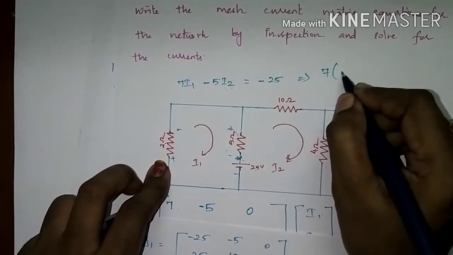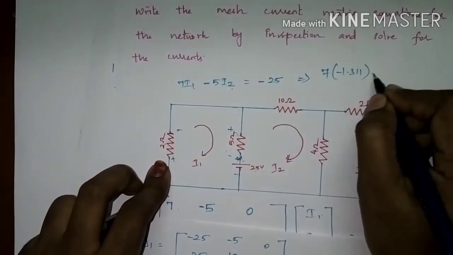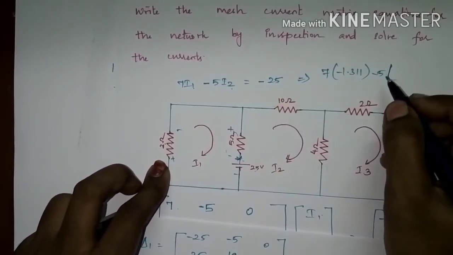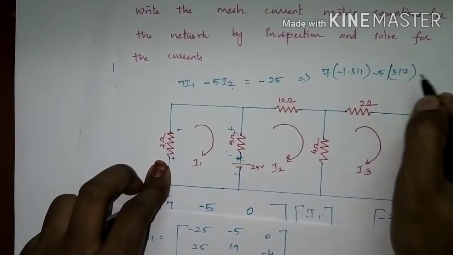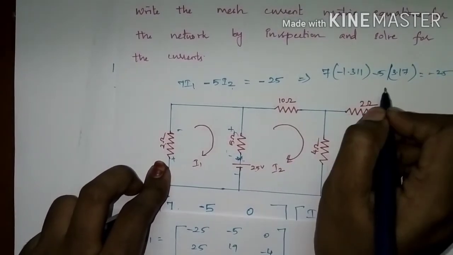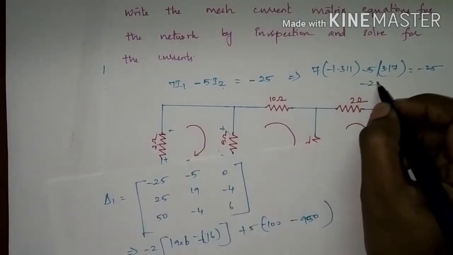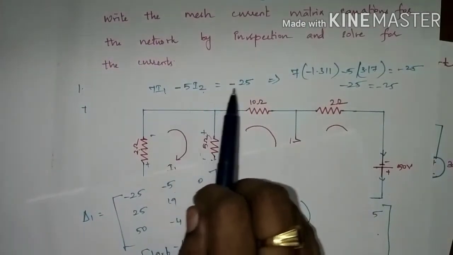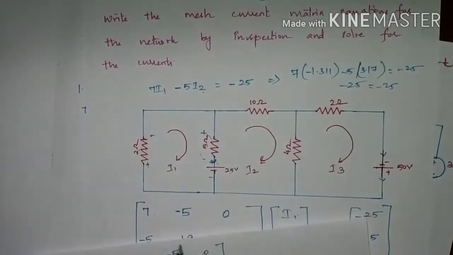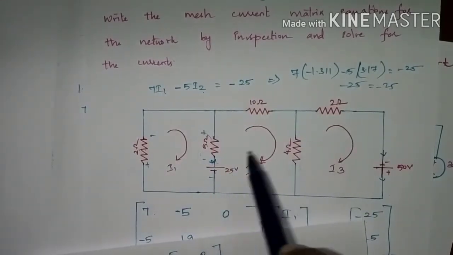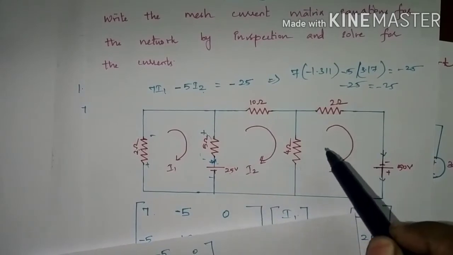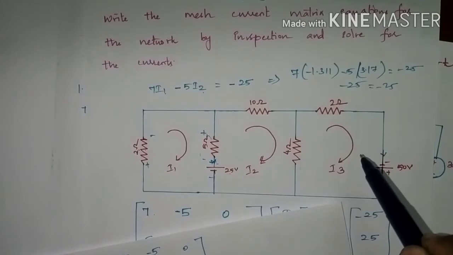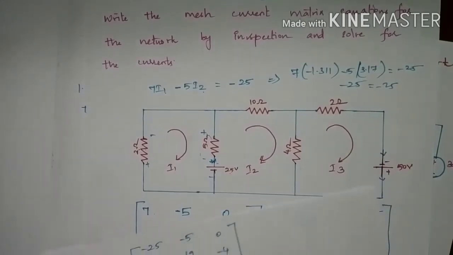So I1 is 7 into minus 1.311 minus 5 into the value of I2, which we have found as 3.17, equal to minus 25. If you do this calculation, minus 25 equals minus 25. So the answer can be checked by using the KVL equation of the separate meshes. You write the KVL equation of the second and third mesh also, substitute those current values in that equation also, and your value would be the same. Okay, let's move on to the second problem.